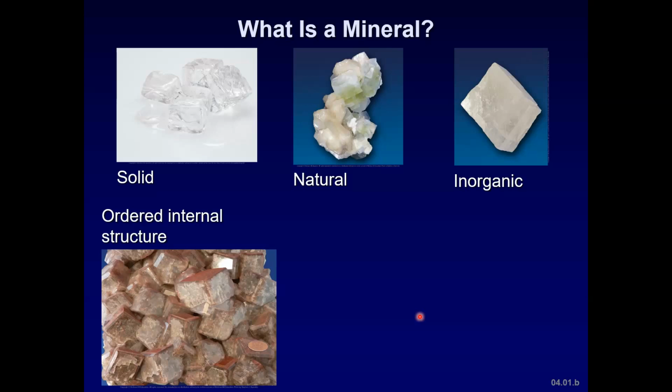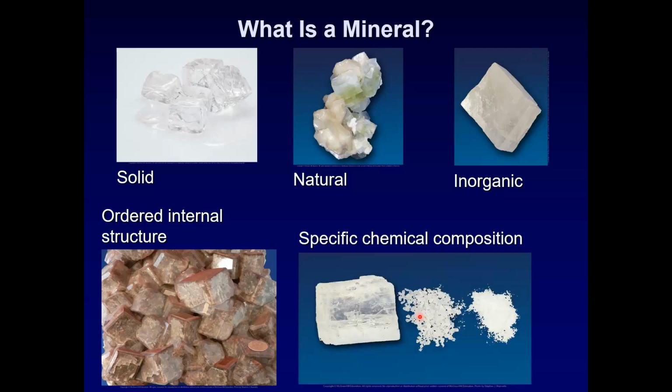It has to have an ordered internal structure, and we'll talk a lot more about that in the next coming slides. But the point is, obsidian or volcanic glass is not considered to be a mineral because the atoms within that volcanic glass are arranged randomly. A mineral also has to have a specific chemical composition. So this is salt, which is halite, which is sodium chloride. And no matter how much we break this down to grains and then powder, it's still the same composition, no matter how small.